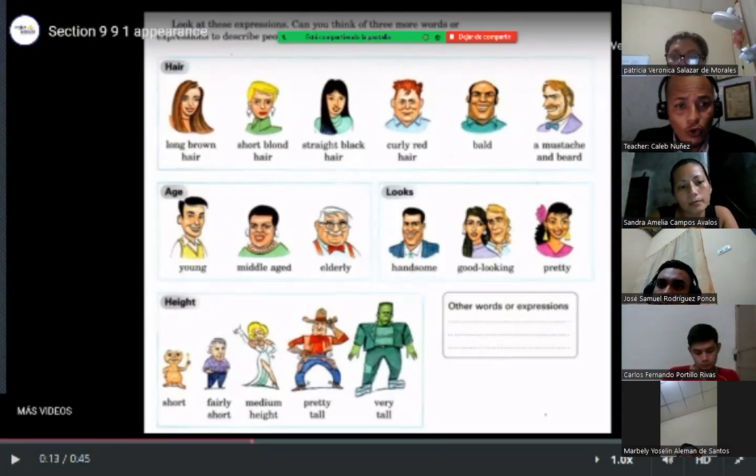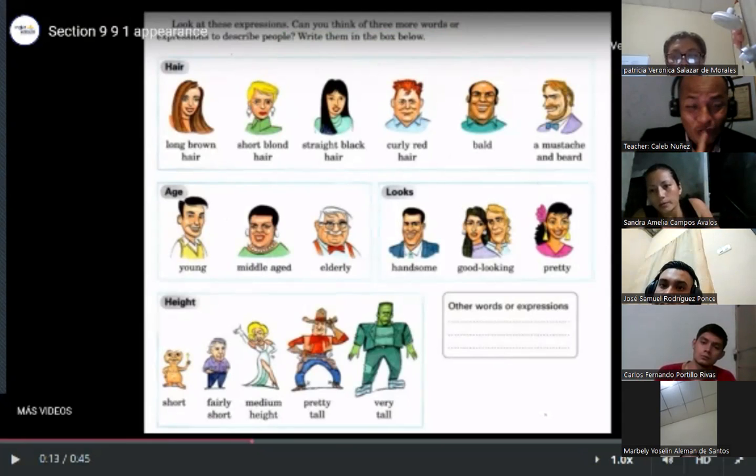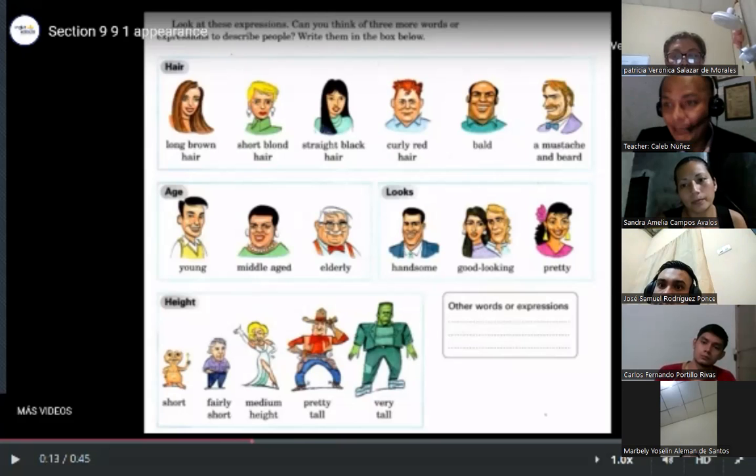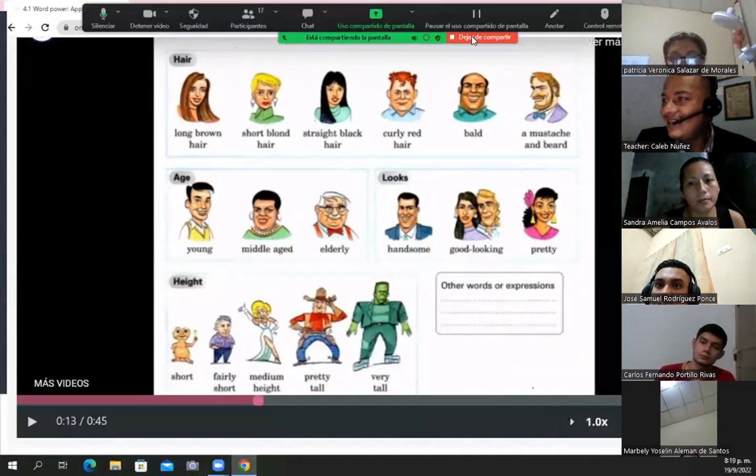Guys, notice the order. There is an order for everything. ¿Cómo dice ahí? Long brown hair. What is long? Largo. We're talking about shape. Repeat. Shape. Shape. Shape. Okay, so shape. Es la forma.